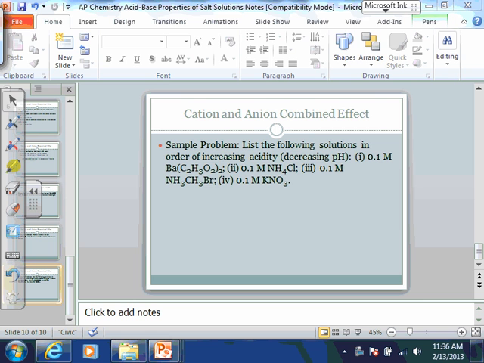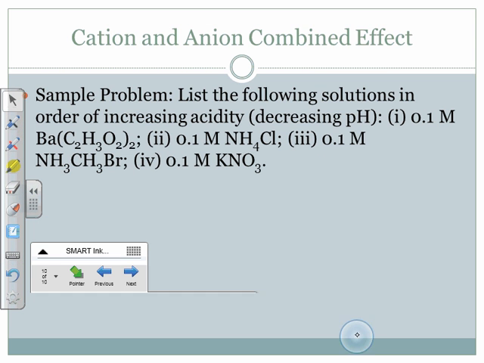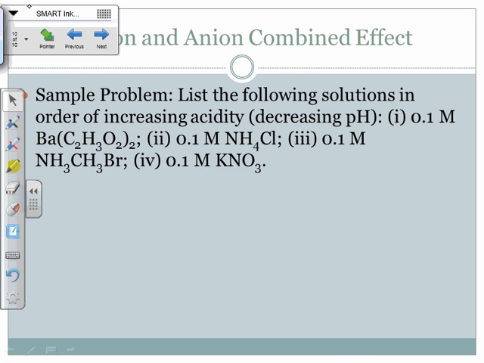Okay, sorry, I was actually putting these in order, and I lost everything that I was writing on here, but hopefully that all made sense from before. So the basic one, again, is the Ba(C2H3O2)2. That would be the first one on our list, because that's the basic one.